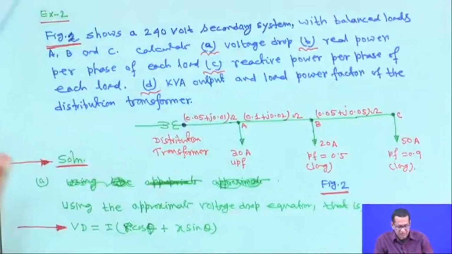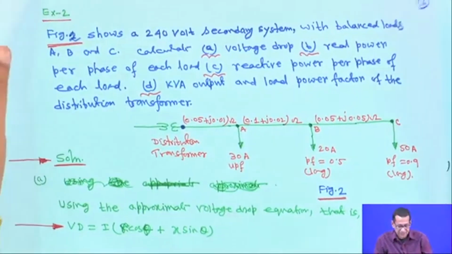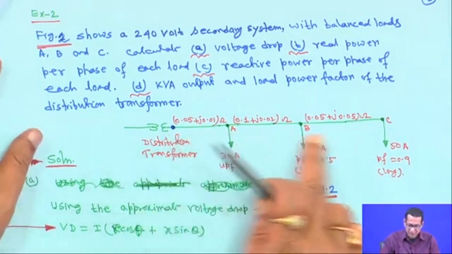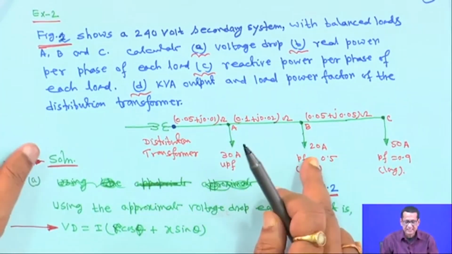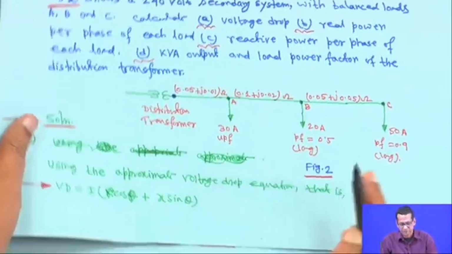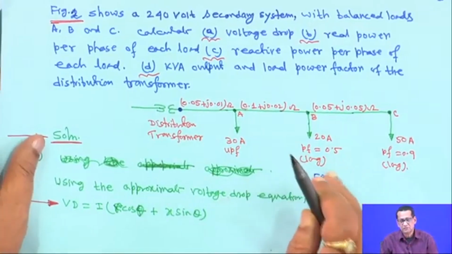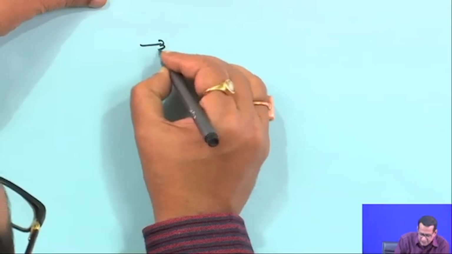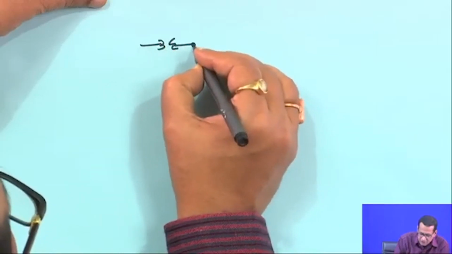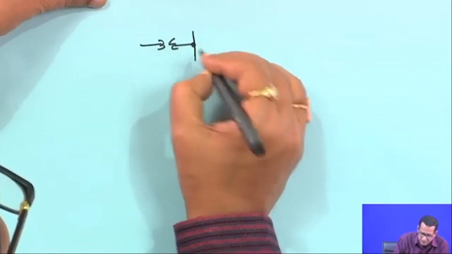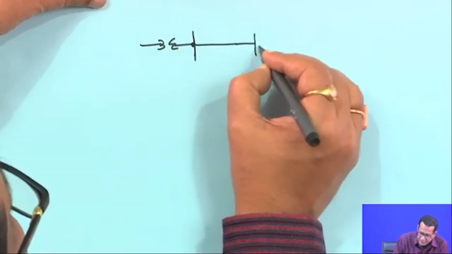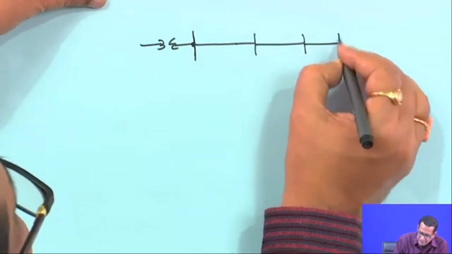Now, the question is how we are computing this approximate one. If you recall the load flow, I will draw this circuit again and show you. I showed this one directly so that you can compute quickly. After that I will also show the exact calculation. In this case, suppose this is a distribution transformer, this is your node, and suppose this is node A, node B and node C.